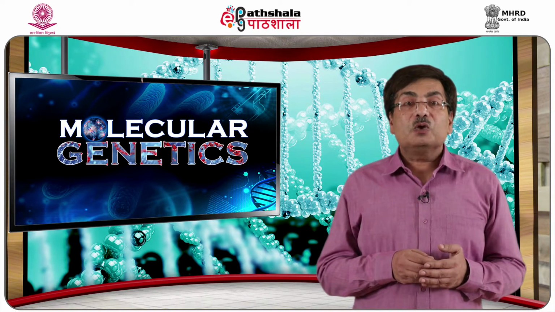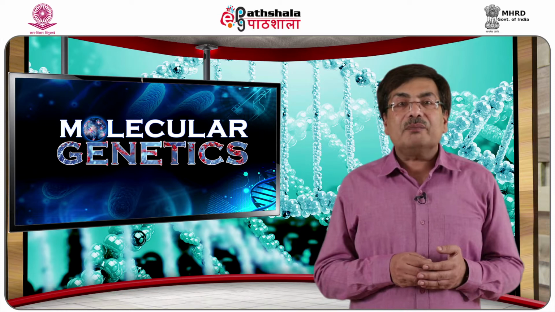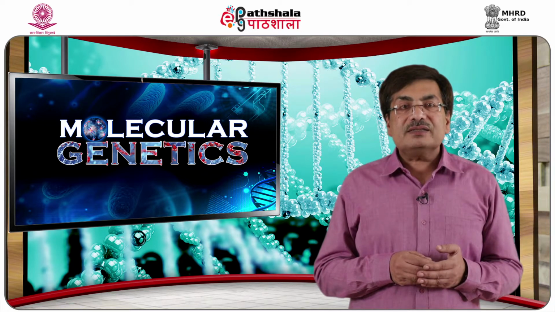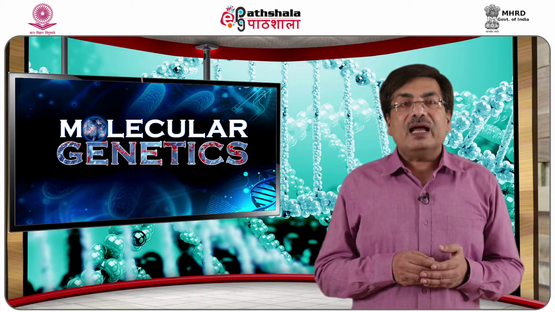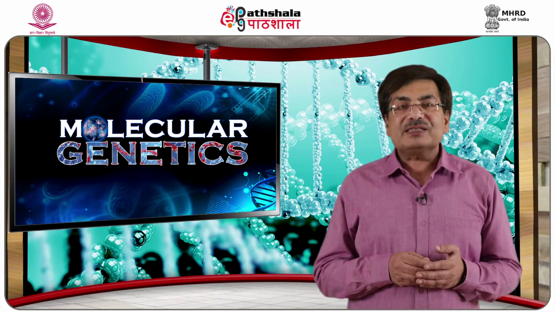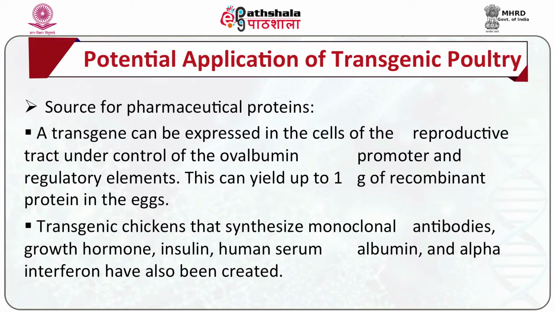Transgenes could be used to improve the genetic makeup of chickens with respect to the disease resistance, with respect to the lower fat contents and cholesterol level in the eggs and better meat quality. The eggs with its high protein content could be used for production of pharmaceutical protein. A transgene can be expressed in the cell of reproductive tract under control of ovalbumin promoter and regulatory elements. This can yield up to 1 gram of recombinant protein in the eggs.